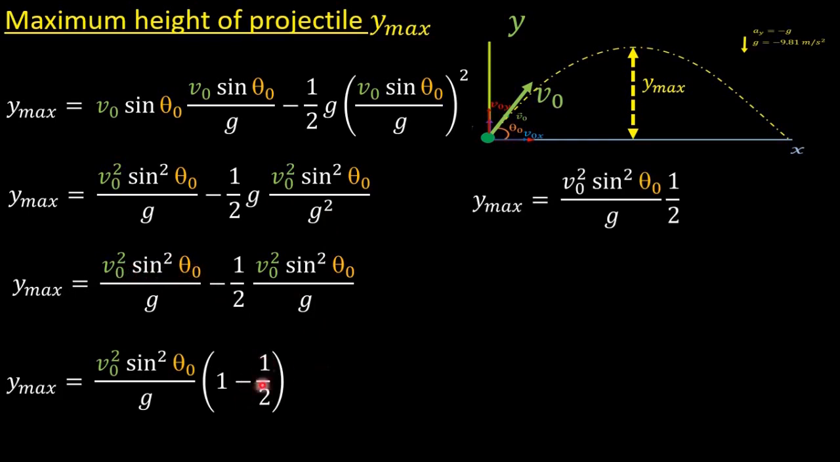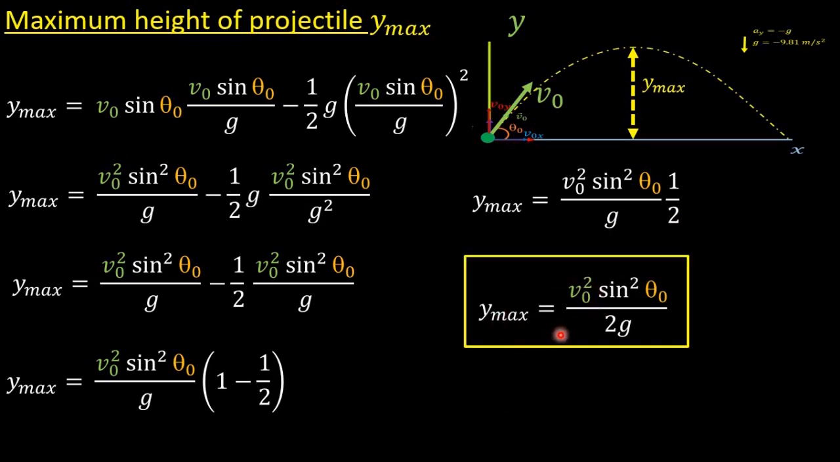And then the 1 minus a half is going to simplify to a half. And then if I bring the 2 into there, I'll be left with this. So that is our equation for the maximum height. What angle would give maximum height? Again, that's going to be 90 degrees, because sine theta is maximum when it's 90 degrees. So if this was launched vertically, it would give the maximum height, which physically makes sense.